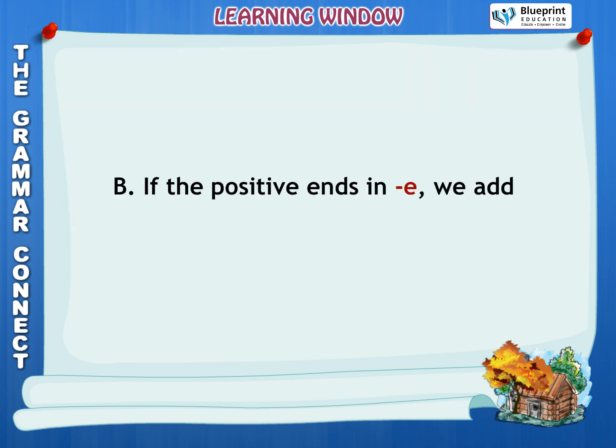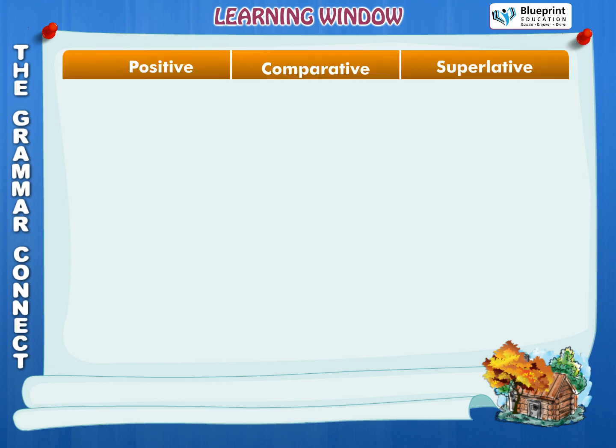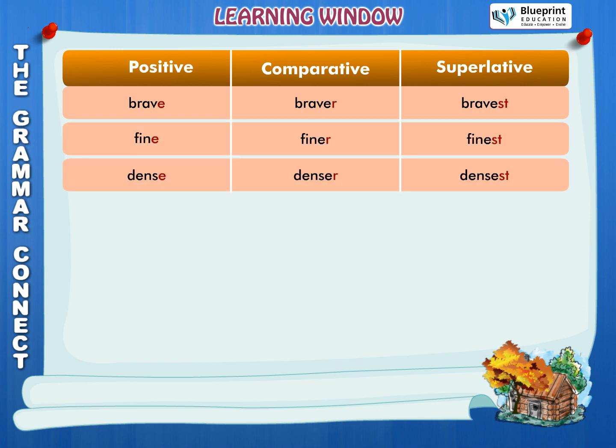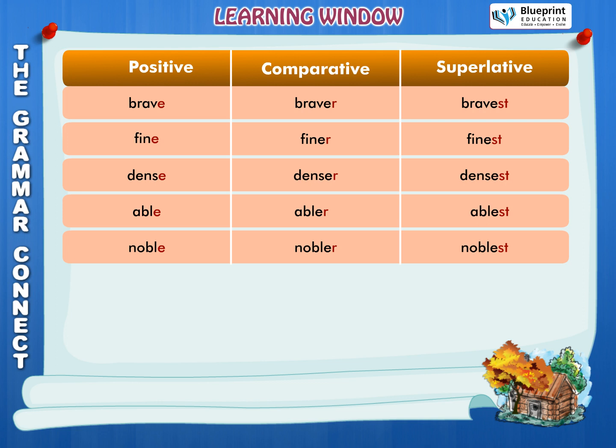B. If the positive ends in E, we add only R and ST. Positive, brave. Comparative, braver. Superlative, bravest. Fine, finer, finest. Dense, denser, densest. Able, abler, ablest. Noble, nobler, noblest. Pure, purer, purest.